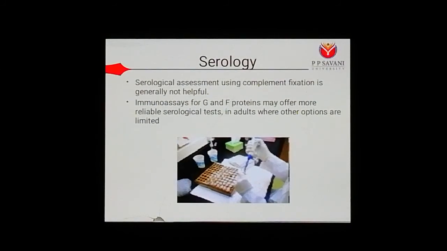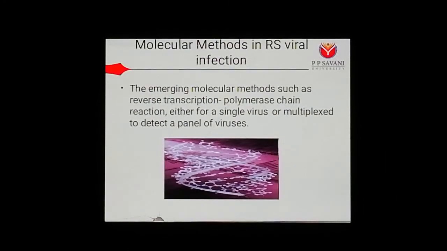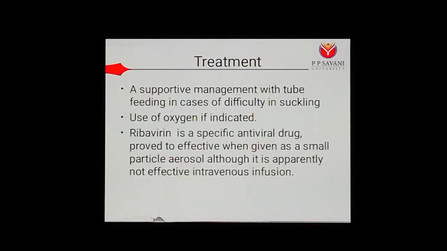Serology: immunoassay of G and F protein may offer more reliable serological tests in adults where other options are limited. Molecular methods in RSV infection: emerging molecular methods such as reverse transcription polymerase chain reaction, either for a single virus or multiplex to detect a panel of viruses.